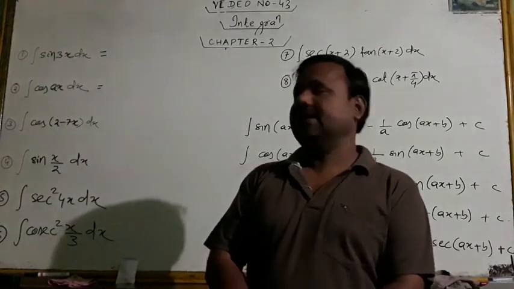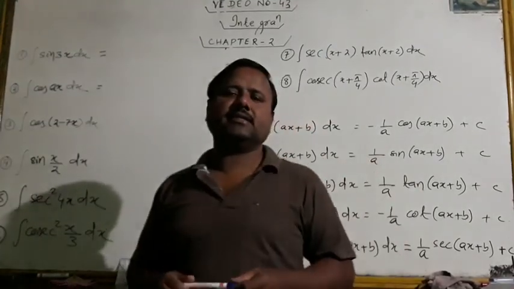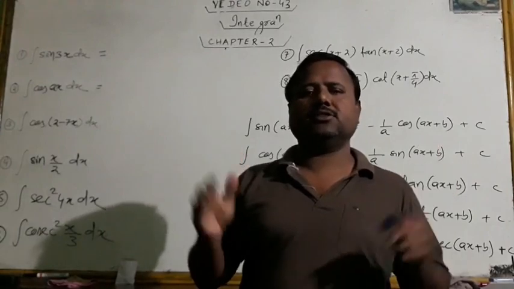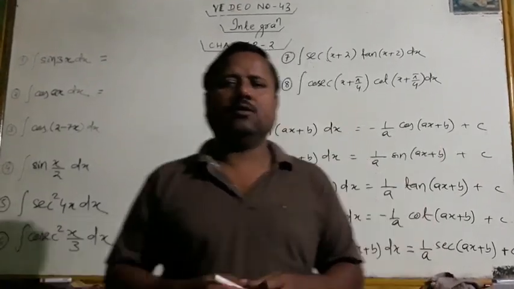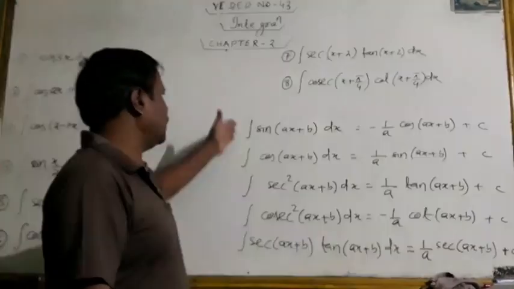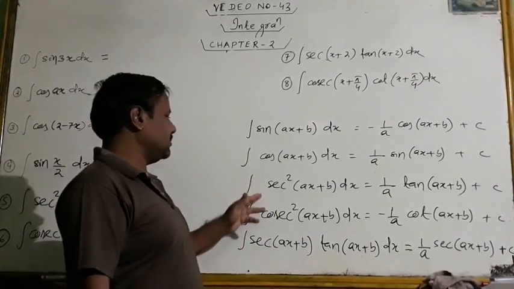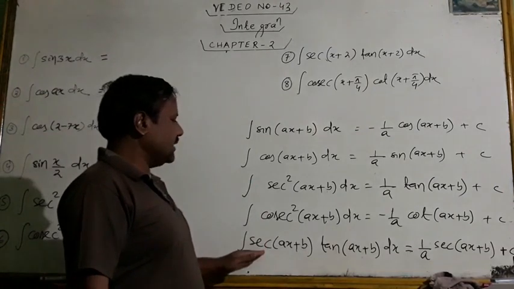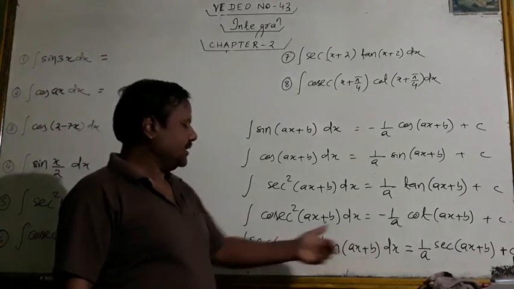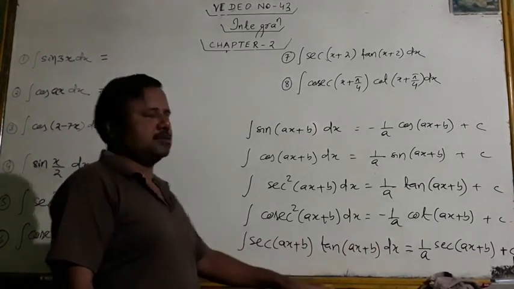Dear students, it is chapter 2 of integration: integration by substitution method. In the previous video, you learned the formulas for sin(ax+b), cos(ax+b), sec²(ax+b), cosec²(ax+b), sec(ax+b)tan(ax+b) dx, and cosec(ax+b)cot(ax+b).